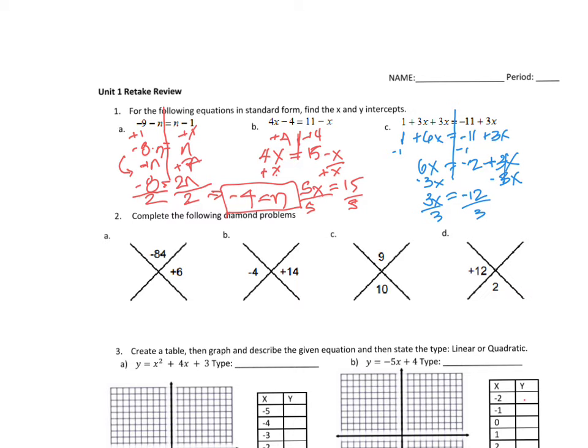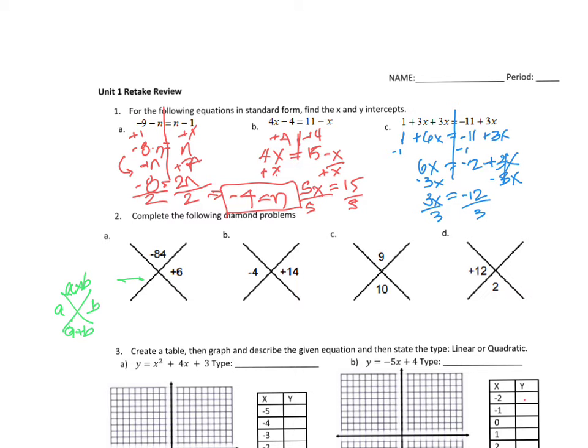For 2, there are diamond problems. And to refresh your memory, this is A, this is B, this is A plus B, and this is A times B in the top. So what we know here for A is that this times 6 equals negative 84. And these two together add up. So we'll have to go backwards.